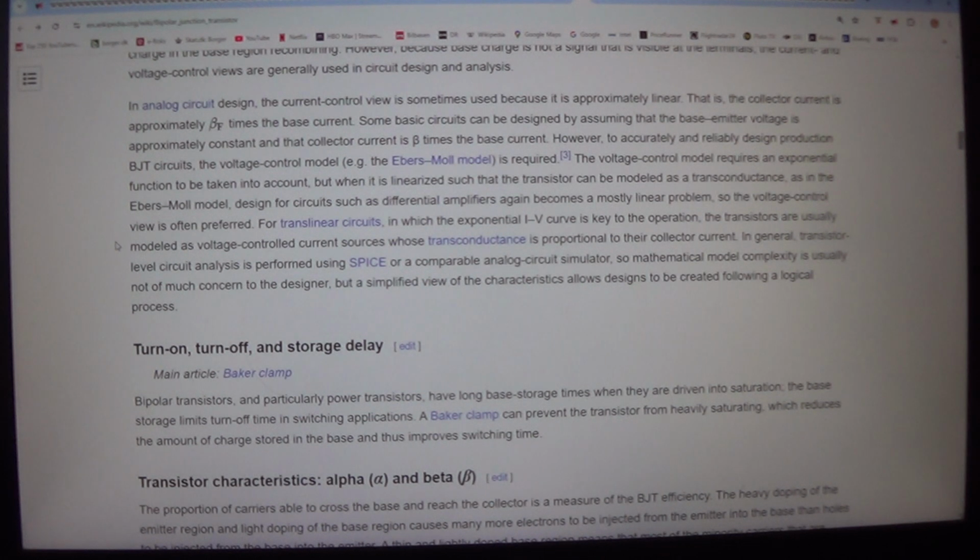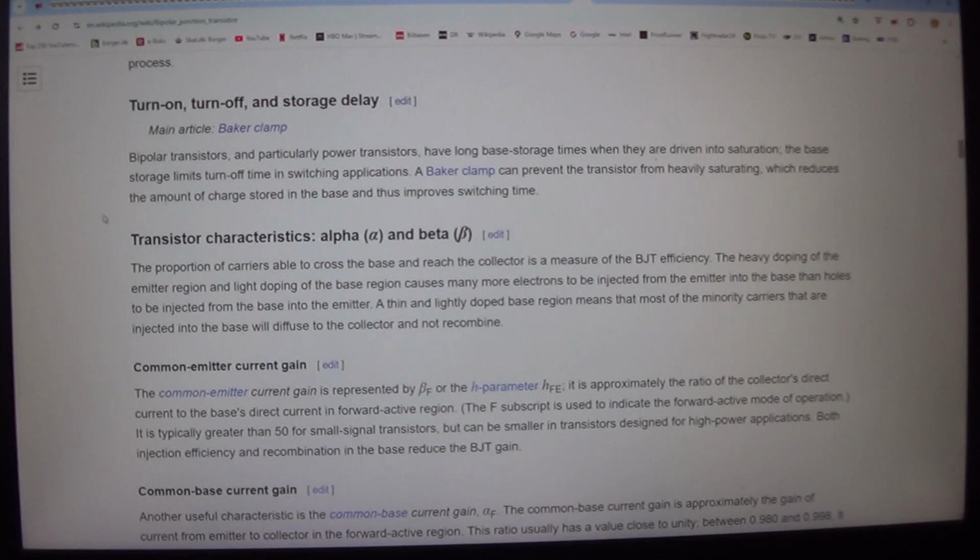Turn on, turn off, and storage delay. Main article: Baker clamp. Bipolar transistors, and particularly power transistors, have long base storage times when they are driven into saturation. The base storage limits turn-off time in switching applications. A Baker clamp can prevent the transistor from heavily saturating, which reduces the amount of charge stored in the base and thus improves switching time.